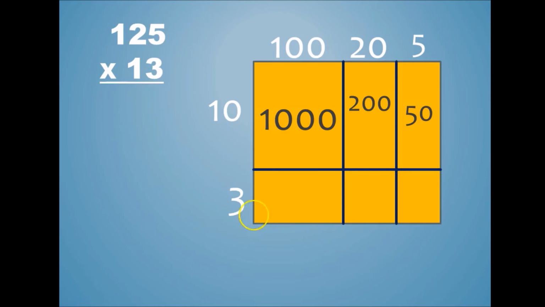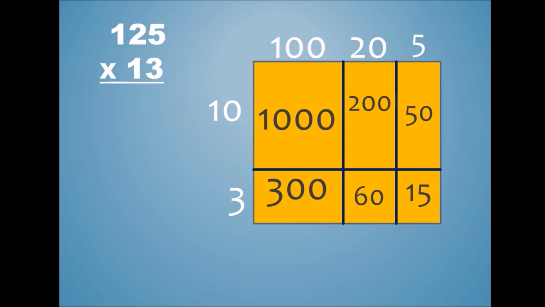So in this row, it's going to be 3 times the 100. So 100 right here, because it's the same length as this right here. So 100 times the 3, and that's going to give us 300. Next box, 3 right here times the 20, right? So that gives us 60. And the last box, which is 3 times the 5, which gives us 15.